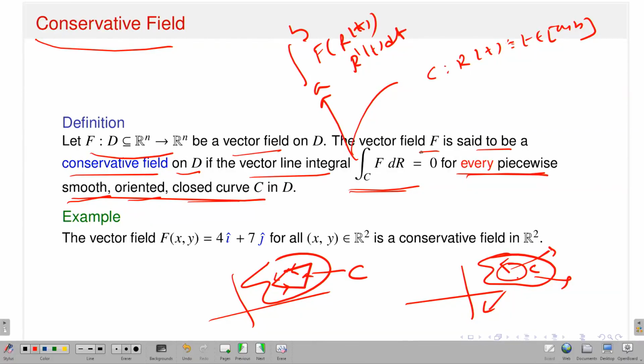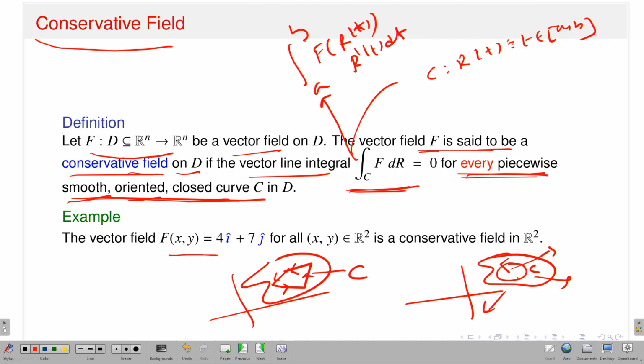And that is the same as saying, if I take any piecewise smooth simple closed contour in my domain, the vector line integral of capital F over this contour is 0. So, therefore, I will say that this vector field is a conservative field if the vector line integral over C of F dot dr is 0, and what is my C? This C is nothing but a piecewise smooth oriented closed curve C in D.